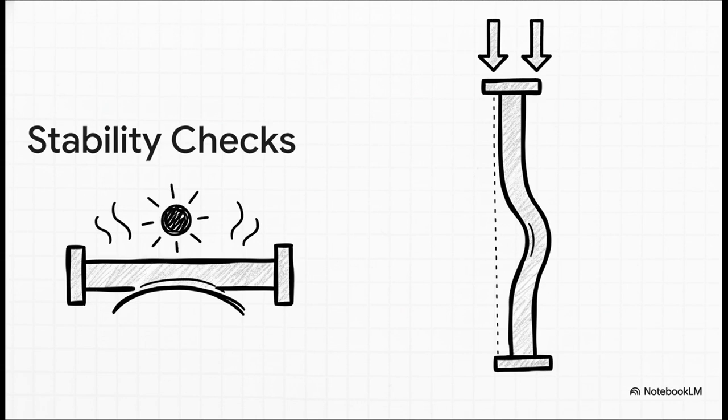And finally, stability. Is the part going to expand so much from heat that it breaks? If it's a long, skinny beam, is it going to buckle like a soda can when you push on it? These are the kinds of catastrophic failures you have to catch early, and this tool gives you those go, no-go answers in a flash for simple beams and plates.